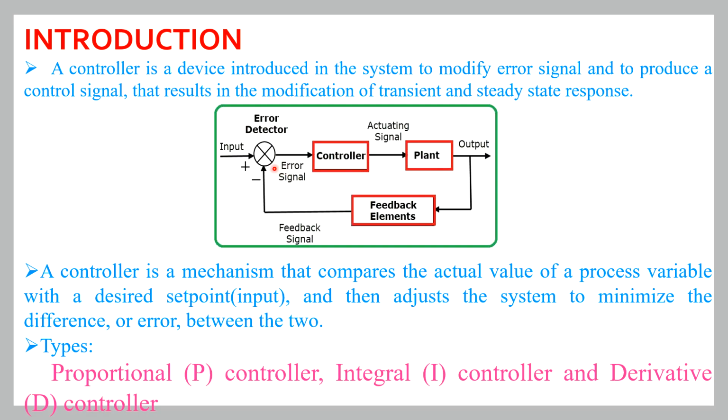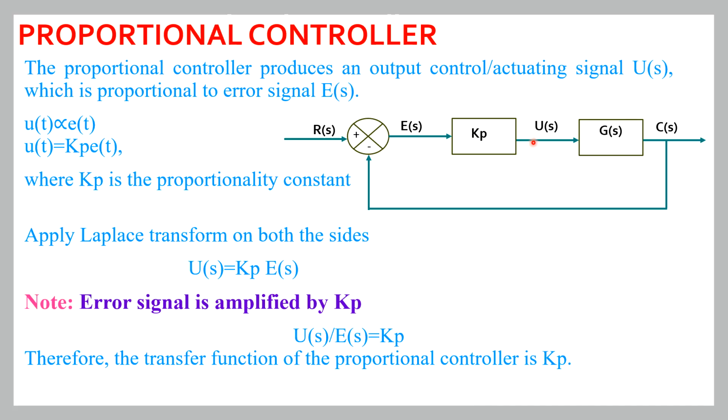The error signal is nothing but the difference between the desired set point, which is nothing but the input, and the feedback signal, where the feedback signal represents the present output and the input is nothing but the desired set point. In order to achieve the desired output, three types of controllers are possible. The controllers are named as proportional controller, integral controller, and derivative controller. In this class, let us discuss about a proportional controller.